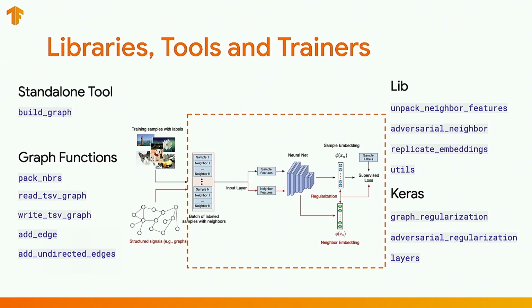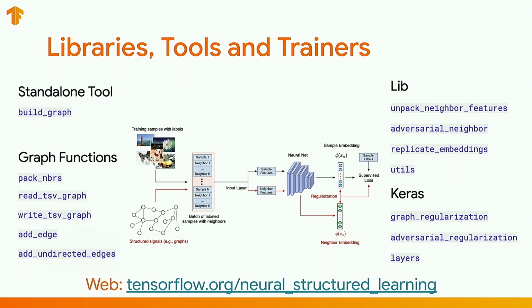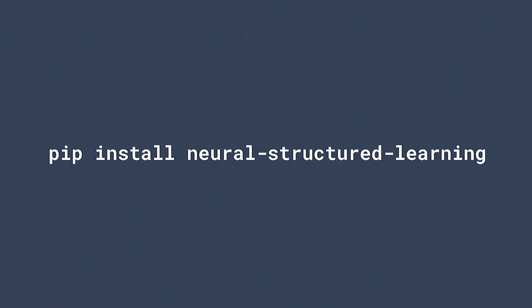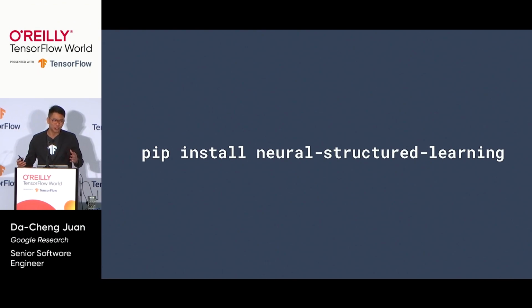Finally, we also provide the Keras APIs for a user to easily build Keras trainers with graph regularization or adversarial regularization. The Keras API from neural structural learning supports all three types of model building, either via sequential, via functional API, or via subclassing. This is just a subset of tools and libraries we provided in the neural structural learning framework. Please visit our website to learn more about the tools and APIs in neural structural learning. The first step, if you want to use neural structural learning, is to do a pip install.